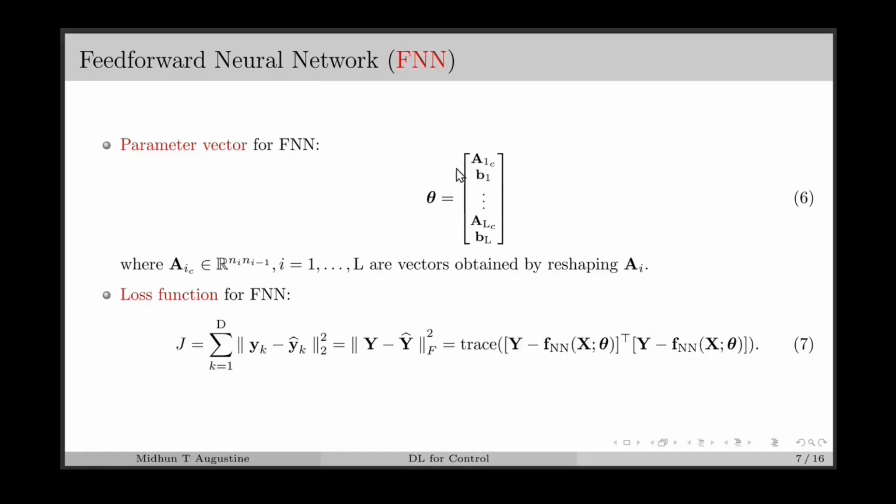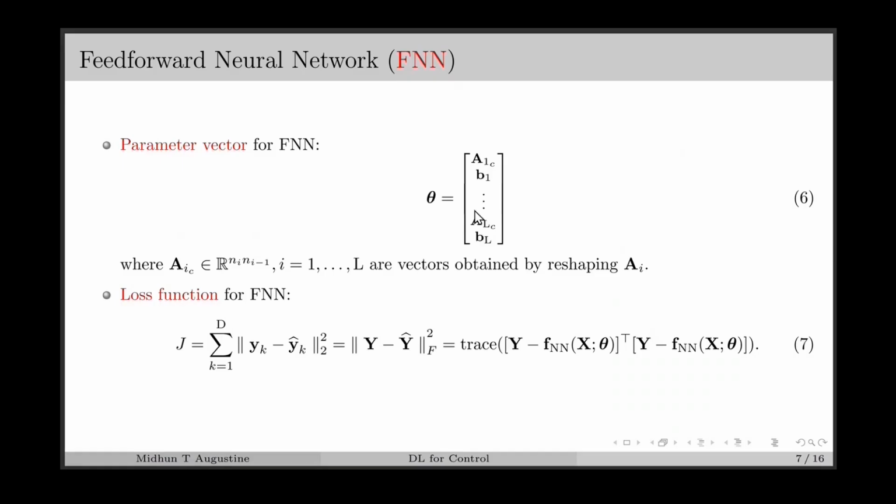We can define the parameter vector for FNN as in equation 6. Here A1 is the weighting matrix for the first hidden layer, and A1C is a column vector obtained by rearranging or reshaping the weight matrix as a column vector, and B1 is the first bias vector. We have ALC, which is the weight matrix for the Lth layer rearranged as a column vector, and BL is the bias vector. So this entire thing we can represent as a column vector, which is the parameter vector.